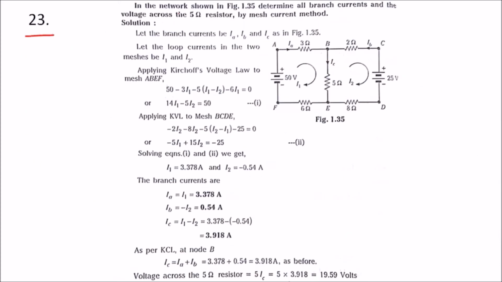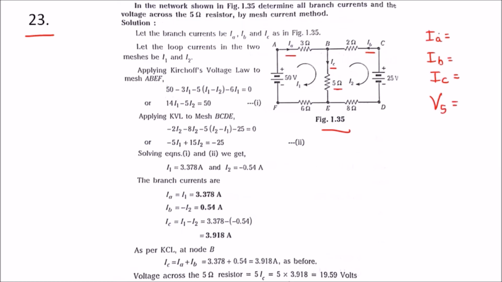Problem number 23. In the network shown in figure 1.35, determine all branch currents and the voltage across the 5 ohm resistance by the mesh current method. So this is the figure. We have to find the branch currents, that is IA, IB and IC. First we find IA, next IB and IC, and then we also have to find the voltage across the 5 ohm resistance. So this is the 5 ohm resistance. Let us call this voltage across 5 ohm as V5.